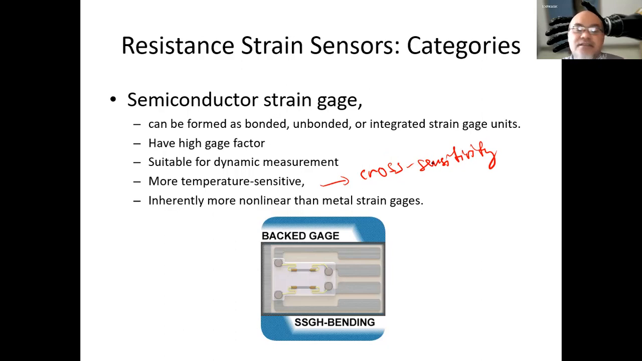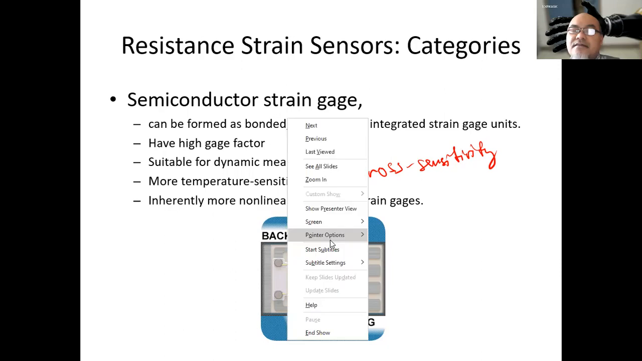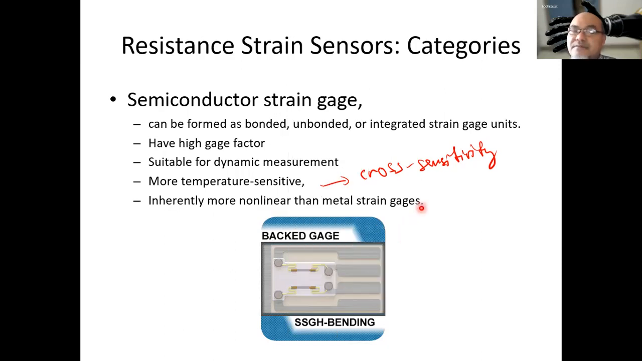Why is it a problem? Because when you do not have that compensating system and there is a resistance change, you do not really know whether that resistance change comes from strain or from temperature. Semiconductor strain gauges are also inherently more linear than metal strain gauges, and more sensitive, because they have a higher gauge factor.